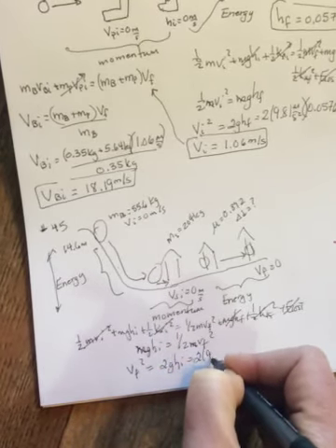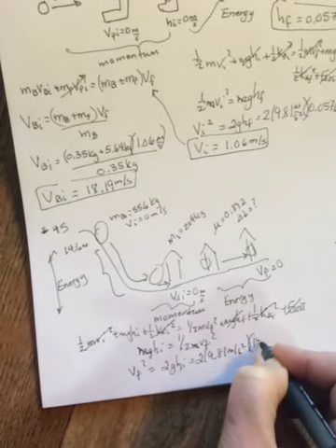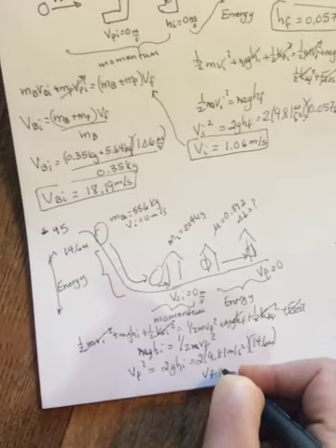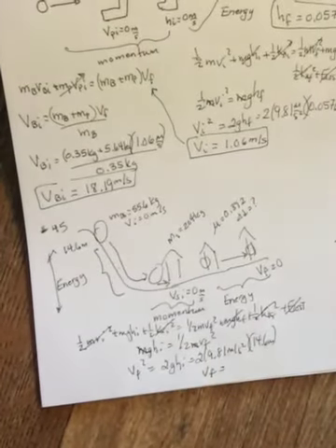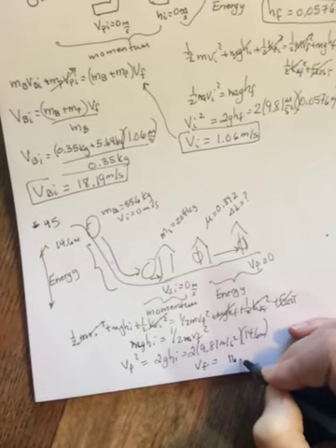So 2 times 9.81 meters per second squared times the 14.6 meters. Remember, that's a v squared, so you have to take the square root. And when you do, you get 16.96. No, excuse me, 16.